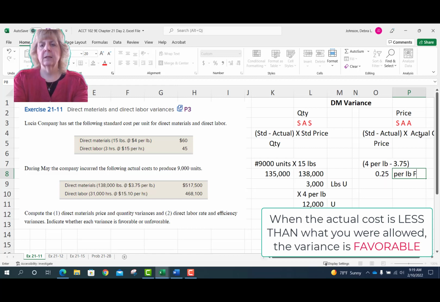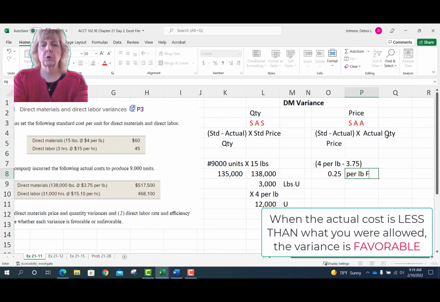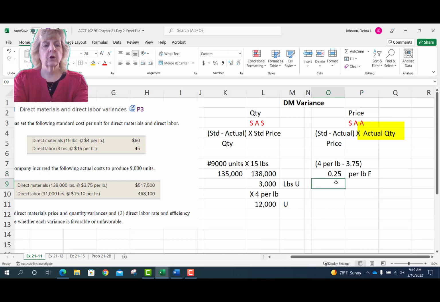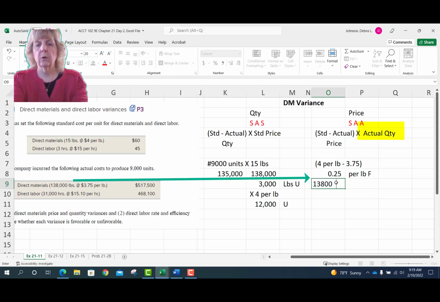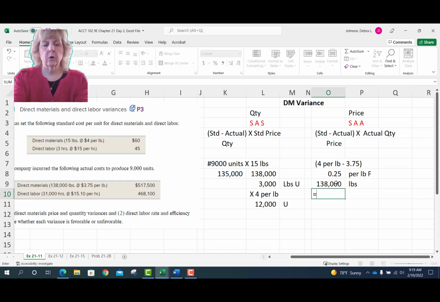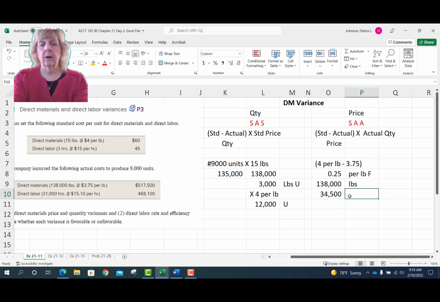$3.75 per pound. That is a positive outcome because we spent less than we were allowed to spend. To finalize this, we're going to multiply by the actual quantity. The actual quantity in this case was 138,000 pounds. So when you multiply that out, 25 cents a pound times 138,000 pounds, you'll get 34,500. That was favorable. Put my F there for favorable.